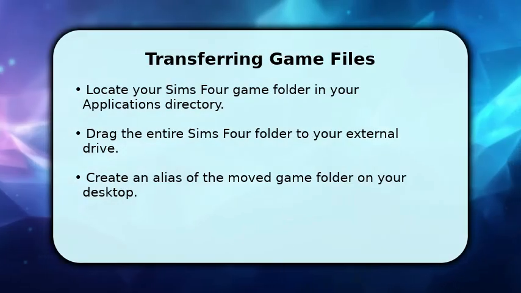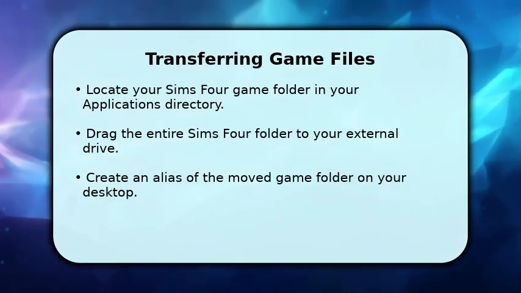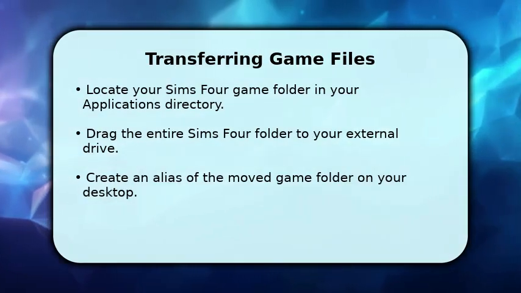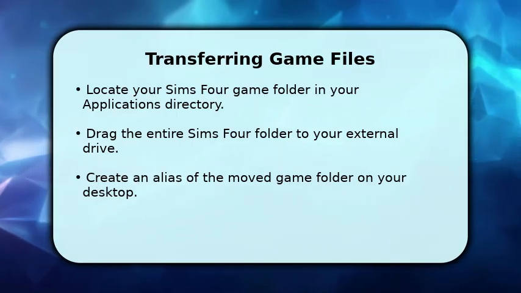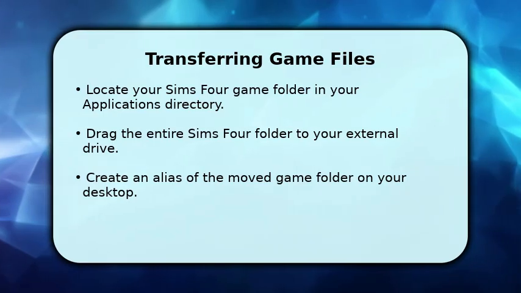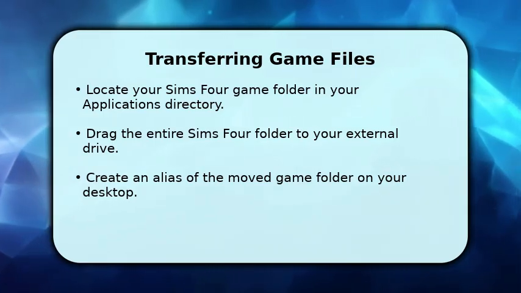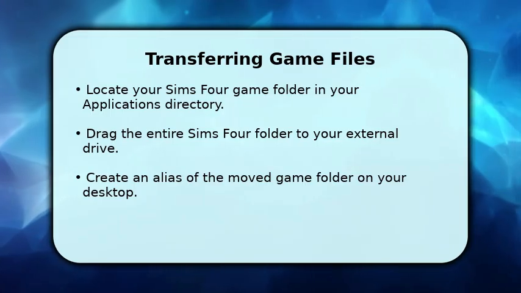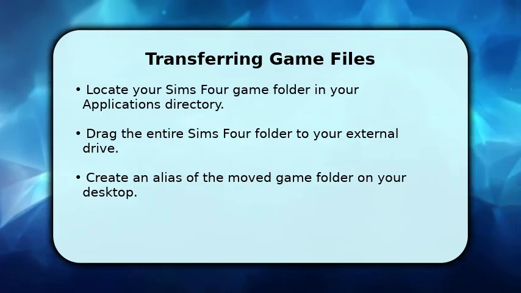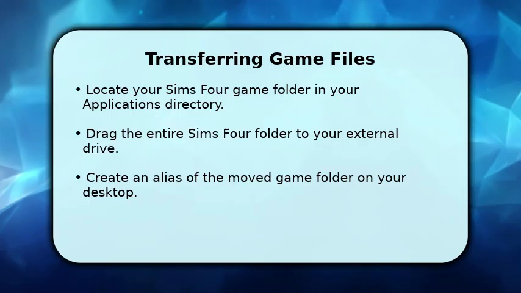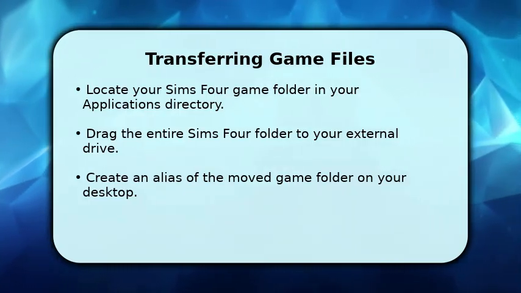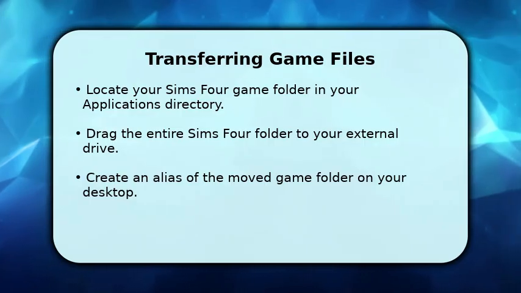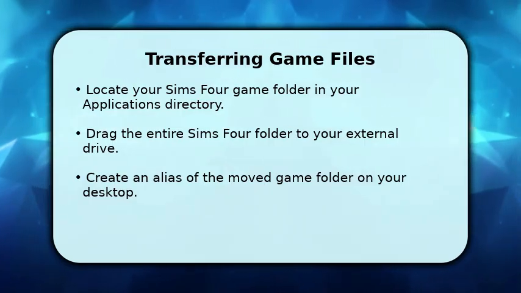Now, let's move the game files. Find your Sims 4 game folder, typically located in your applications directory. Simply drag this entire folder from your Mac's internal storage directly onto your external hard drive. This process might take a few minutes, depending on your drive speed. Once moved, create an alias of the Sims 4 folder on your desktop for easy access later. This alias will be your new game launcher.